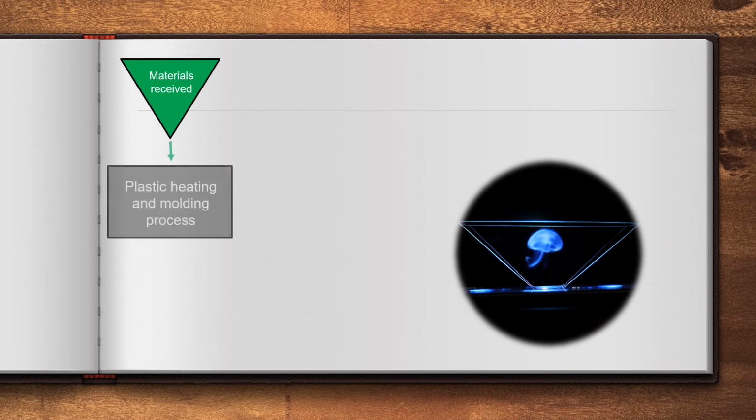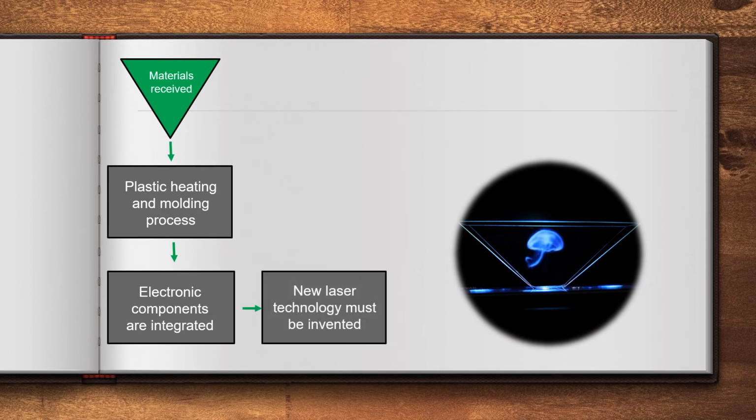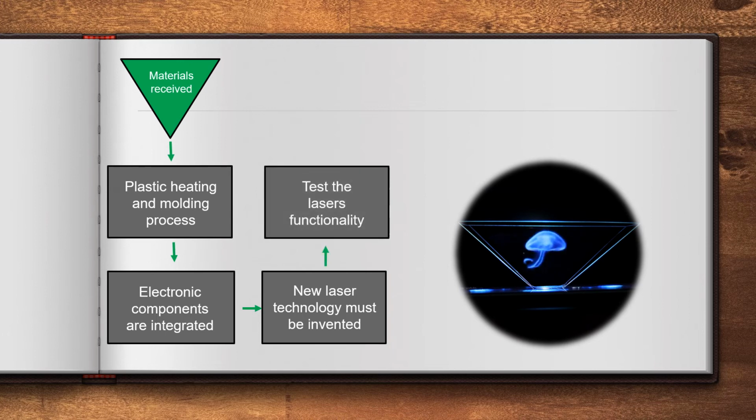Now, in the case of the process, I think that the first three steps are the basic ones: receiving the material, creating the plastic parts, and integrating the electric circuits. The element that I consider needs to improve is the laser. New laser technology must be invented in order to create a 3D image that you can interact with. It also needs to be tested to see how effective it is.